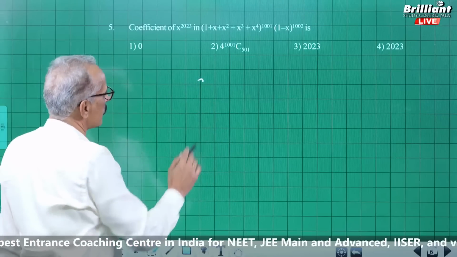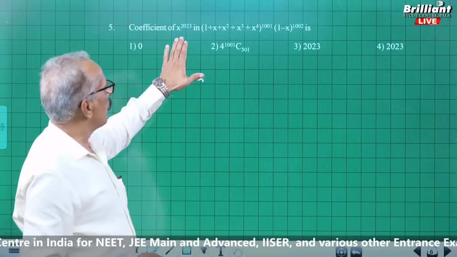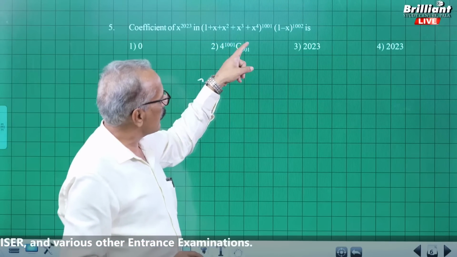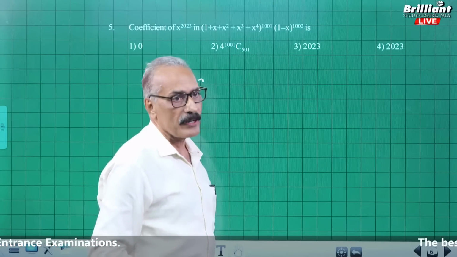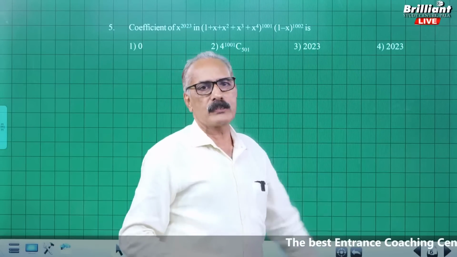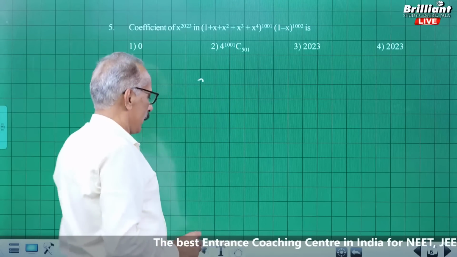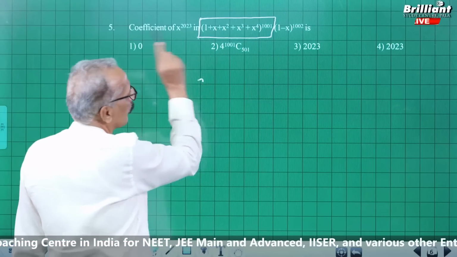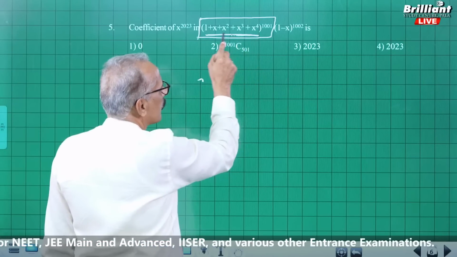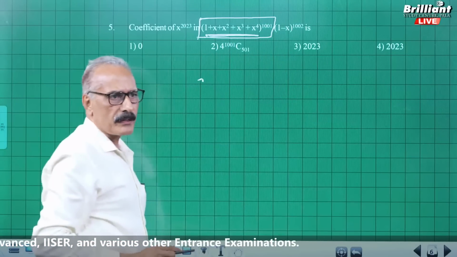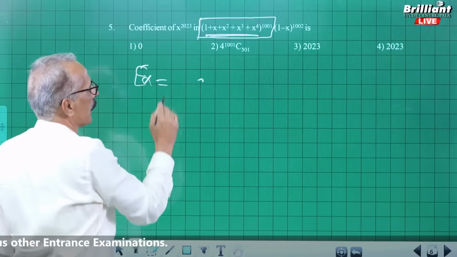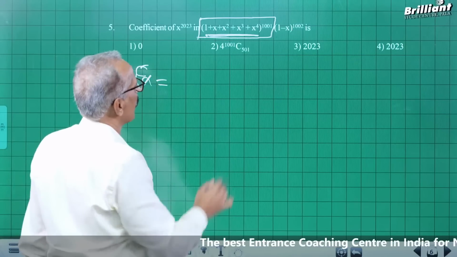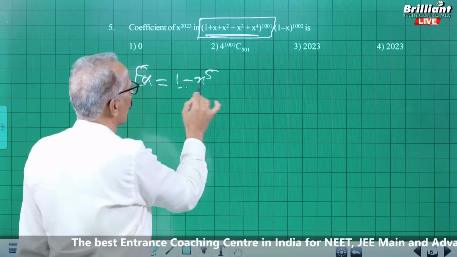The question is this: coefficient of x raised to 2023 in (1 plus x square plus x cube plus x raised to 4), the whole raised to 1001, into (1 minus x) to the power 1002. The moment you read this 1 plus x square plus this one, you know this is the sum of 5 terms of a GP. So the entire expression will be (1 minus x raised to 5) divided by (1 minus x).